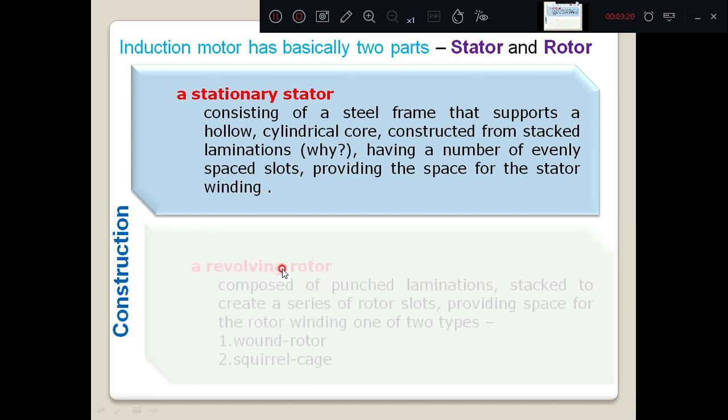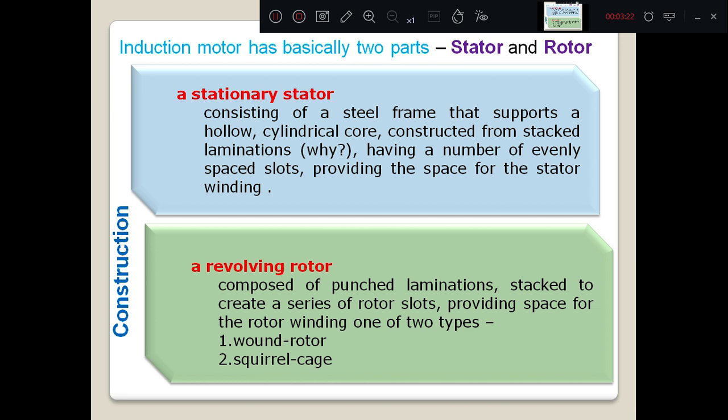Then the rotor, it is composed of once again the punched laminations. Once again it is also made up of laminations to minimize the hysteresis and eddy current loss, stacked to create a series of rotor slots. In the case of the rotor also you have got slots providing the space for the rotor winding. Here also we have got the two windings. One is the stator winding, that is a three-phase winding. The other one is the rotor winding.